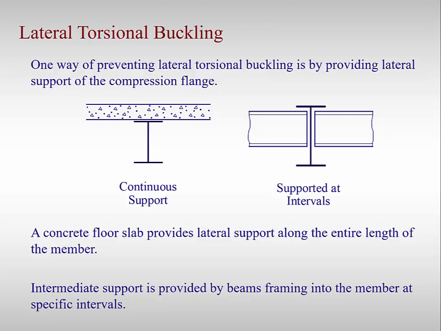Lateral bracing can also occur at intervals or discrete points. This may take the form of other beams framing into the beam under consideration, or bracing members dedicated to stabilizing the compression flange. As we will see in Module 9, another way to prevent lateral torsional buckling is to reduce the load on the beam. Module 9 will provide design calculations for a reduced moment capacity as a function of the unbraced length L sub B. The calculated moment capacity is based on the stress distribution present at the time of lateral torsional buckling.